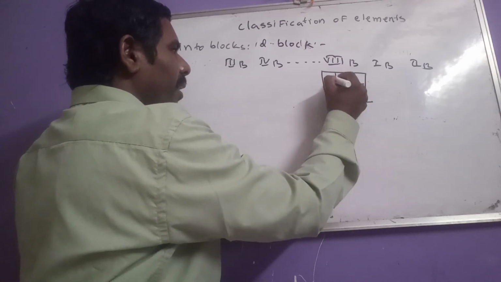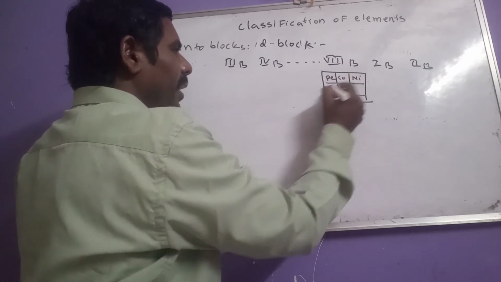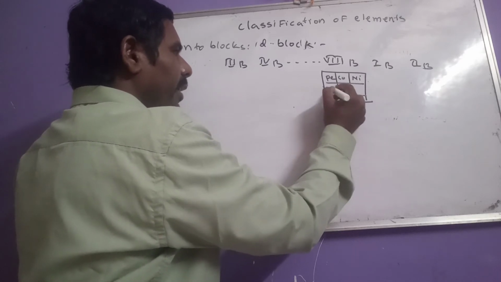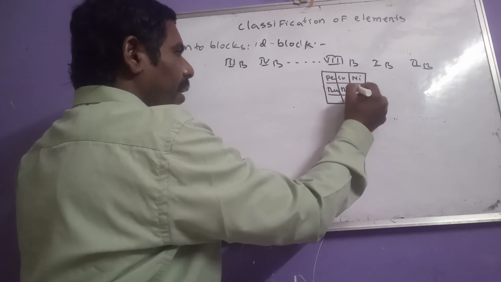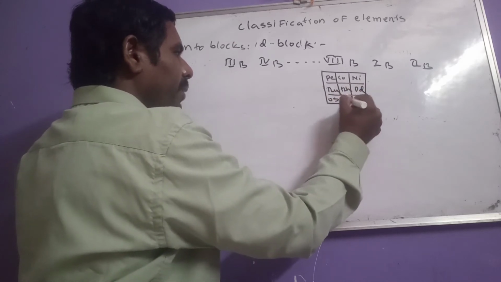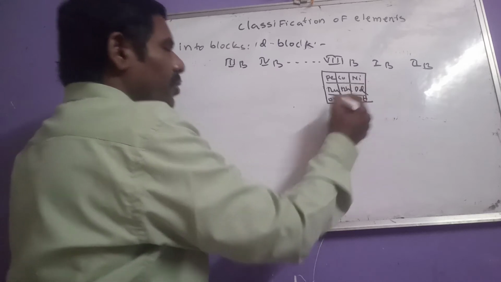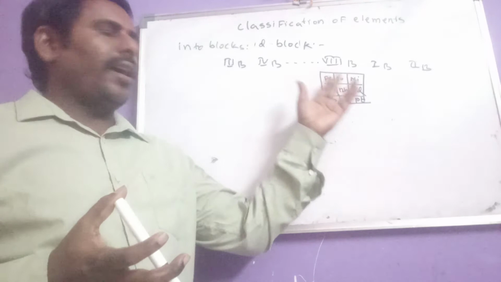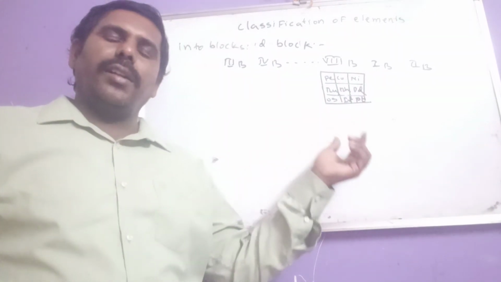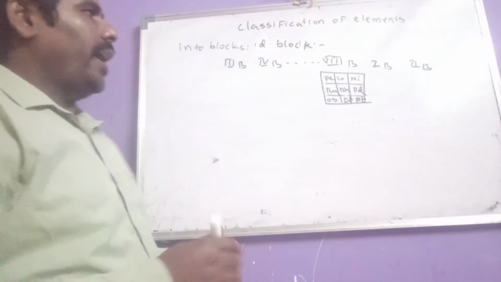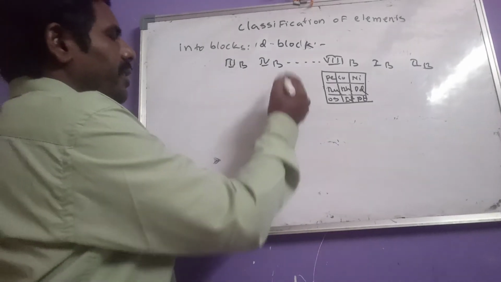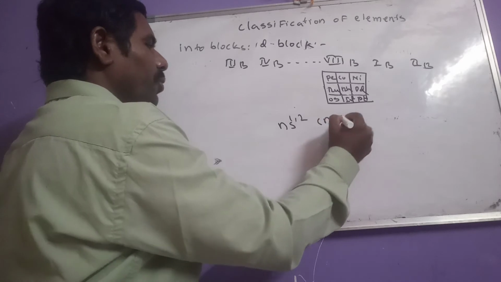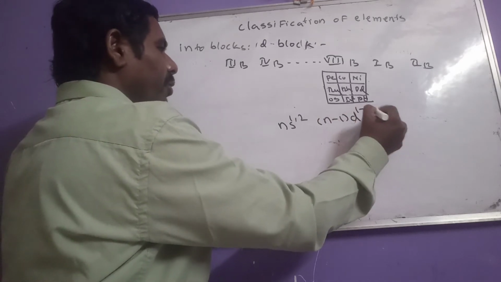See here: iron, cobalt, nickel, ruthenium, rhodium, palladium, osmium, iridium, platinum. So these elements are called transition triads. These are all having the same properties. Those are called transition triads. And the general electronic configuration of d block elements is ns1,2 (n-1)d1 to 10.